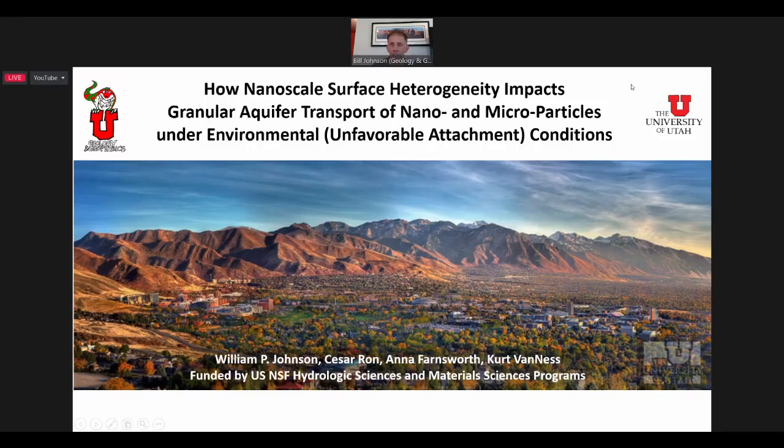Actually, an interesting subject because it gets at the physics and chemistry that operate when particles start to approach surfaces, and how do you predict what will happen in terms of their transport? My focus is on groundwater, on understanding how far colloidal materials go, and when I say colloidal materials, I mean nano and microparticles of all different kinds.